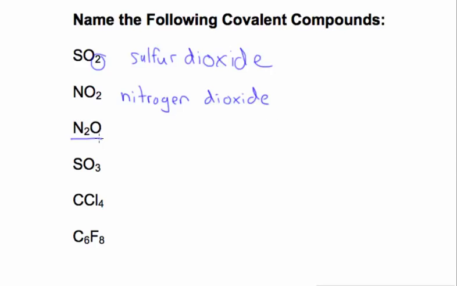Look at this one. Take a minute and think of the name in your head. N stands for nitrogen, and there are two. So we say dinitrogen. And O is oxygen, and there's one, and we do use mono on the second word. So we say monoxide. If there's two vowels in a row, monoxide, you can drop one.